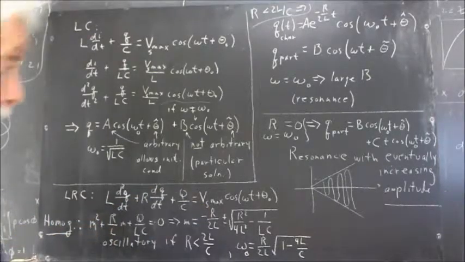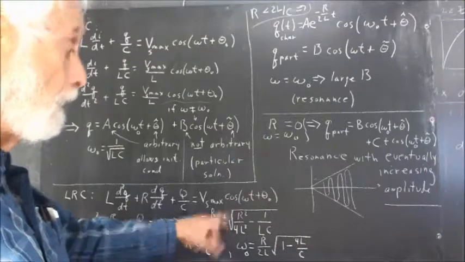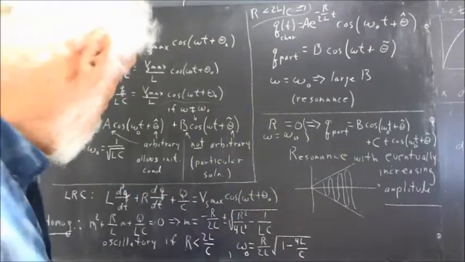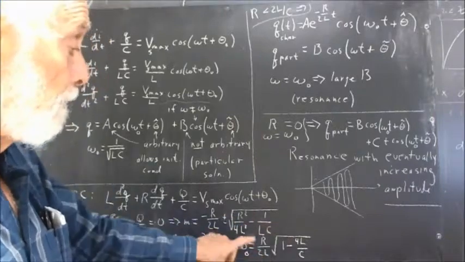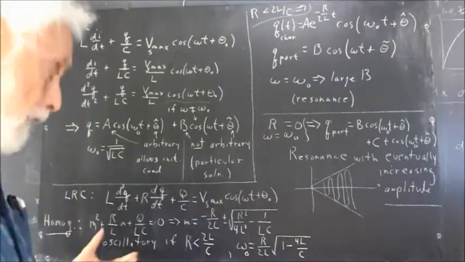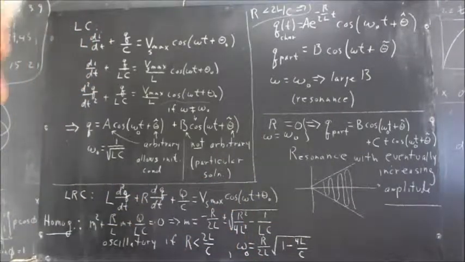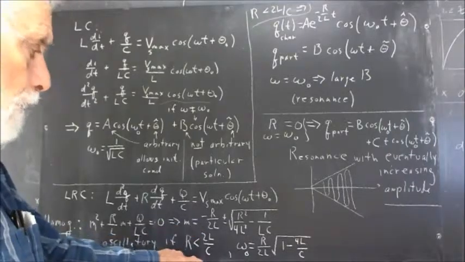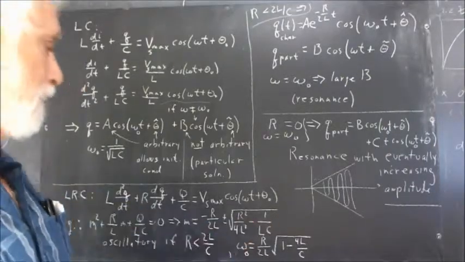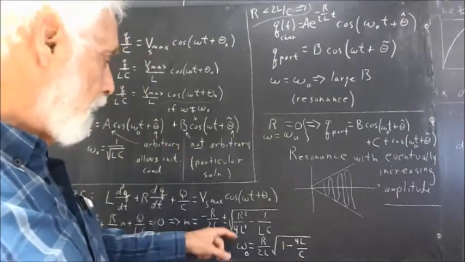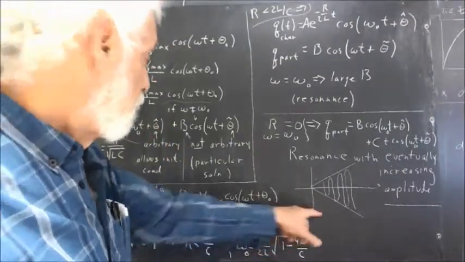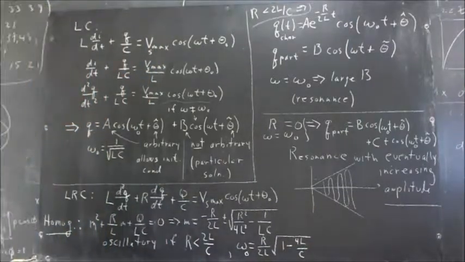From the quadratic formula, we'd end up with negative R over 2L, and this is what we end up with. And that's oscillatory if the quantity under the square root sign is negative, and you should be very familiar with that. That occurs if R is less than 2 times the square root of L over C, as you can verify by setting this quantity less than 0 and solving the inequality.